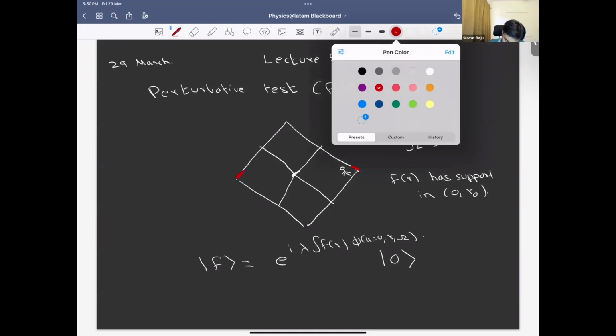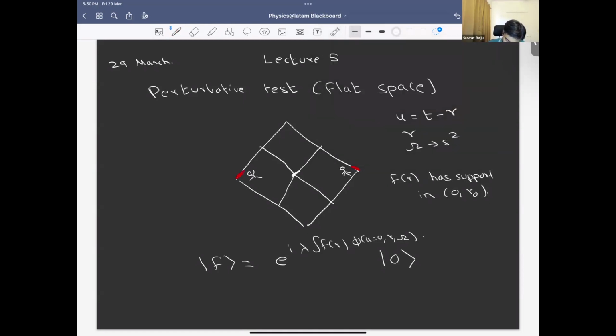Could these observers detect what this function f of r was? Is it possible for them to determine what f of r is? Of course, in a local quantum field theory, they can't do that. It's impossible for them to detect what f of r is. But the game we were playing told us that, in principle, these observers can detect f of r.